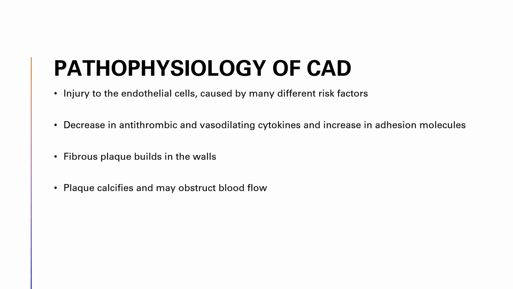When we have injury to the endothelial cells in the arteries, that can be caused by many different risk factors, some we are going to talk about in a few minutes. The injured tissues become inflamed, which causes a decrease in the production of antithrombotic and vasodilating cytokines, and also an increase in adhesion molecules. These adhesion molecules bind macrophages, which cause further destruction to the vessel wall. The macrophages also promote growth factors for smooth muscle cell growth. These cells form a fibrous plaque. The fibrous plaque may calcify, protrude into the vessel lumen, and obstruct blood flow to distal tissues, which may cause symptoms.